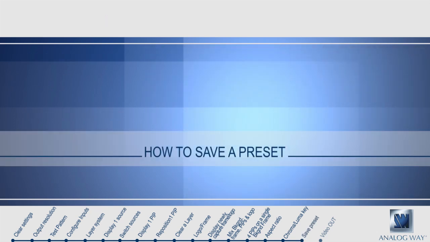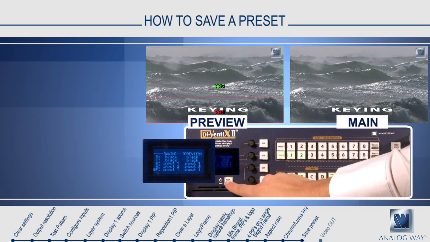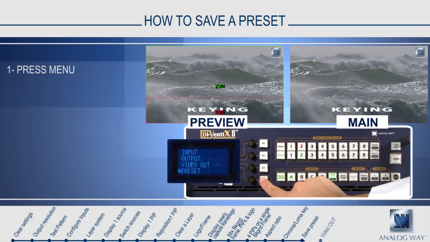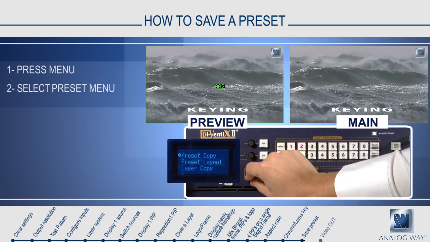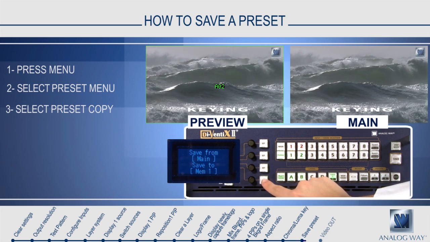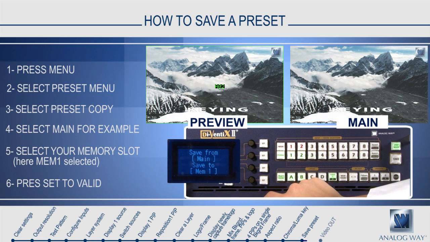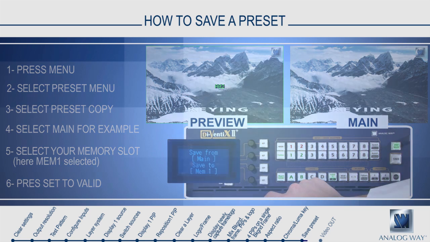How to save a preset. To save a preset, navigate down to Preset in the menu and select Preset Copy. Choose where you wish to save from and to, and Yes to confirm. Mem1 will save your preset in memory slot number 1.